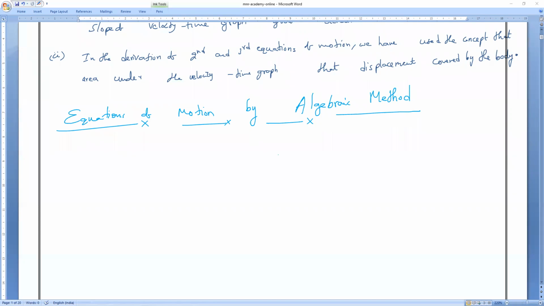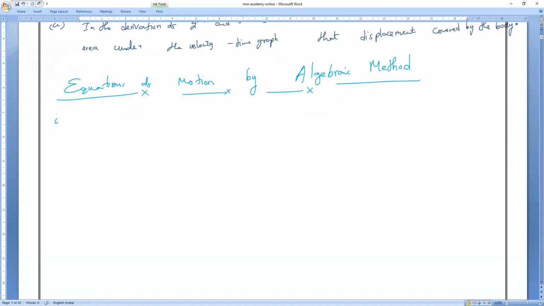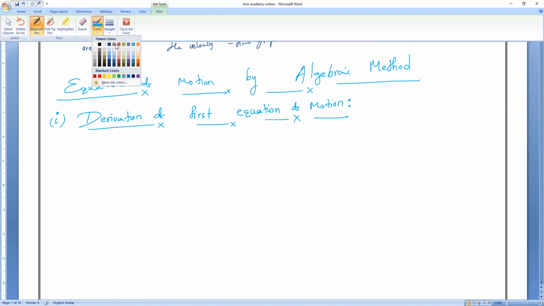So first, Kishore, I am asking you the three equations of motion. Gokul Raj, in the derivation, I am asking only the first equation of motion. What is that formula? Tell me. What is the first equation of motion, everybody? Sir, V is equal to U plus AT. That is what I am asking. V equals U plus AT. That's what I need.